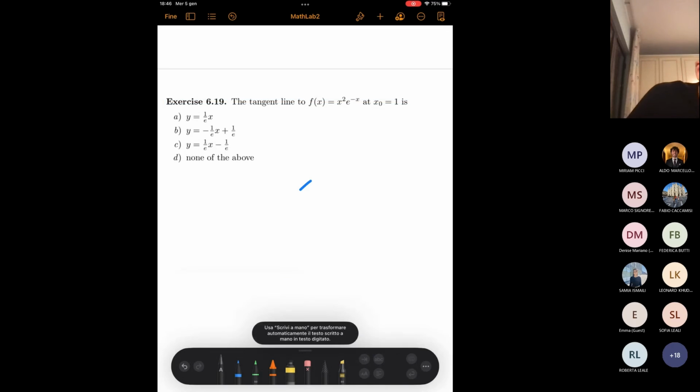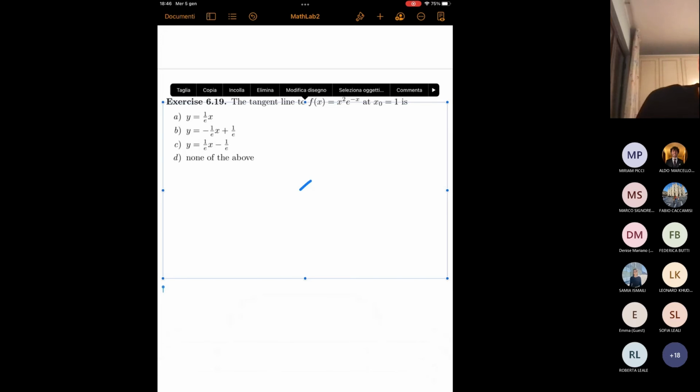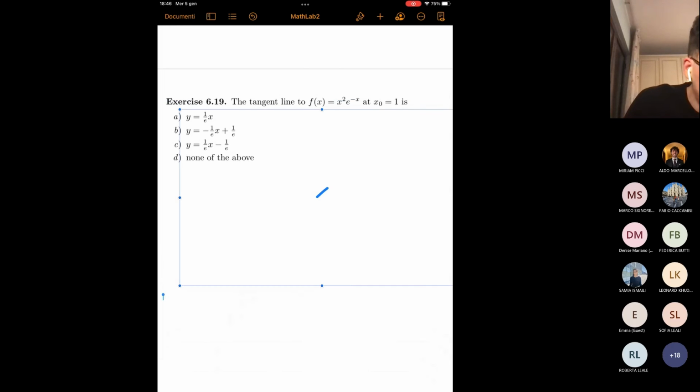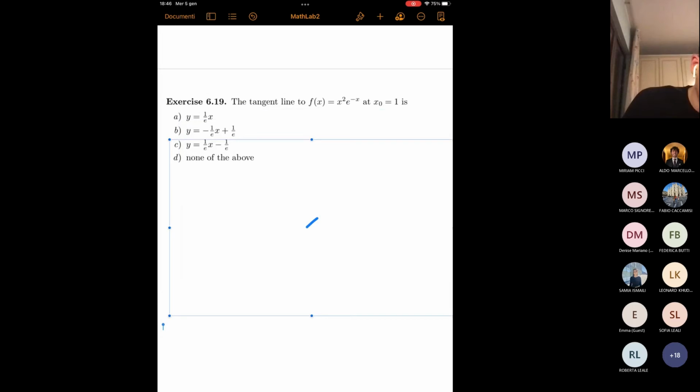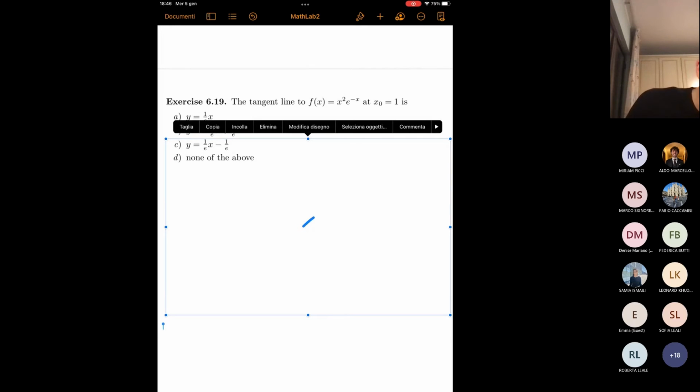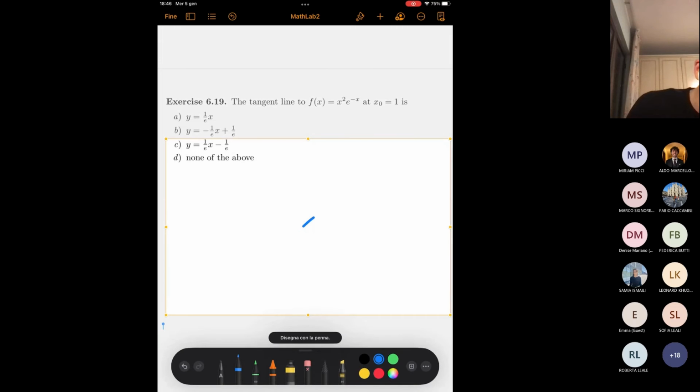Oh, it's working, maybe. And so we have said that the derivative of that function would be equal to 2x times e to the minus x plus x squared times e to the minus x times -1. And here we have to just substitute the value we were given inside the result to calculate the value in that point.